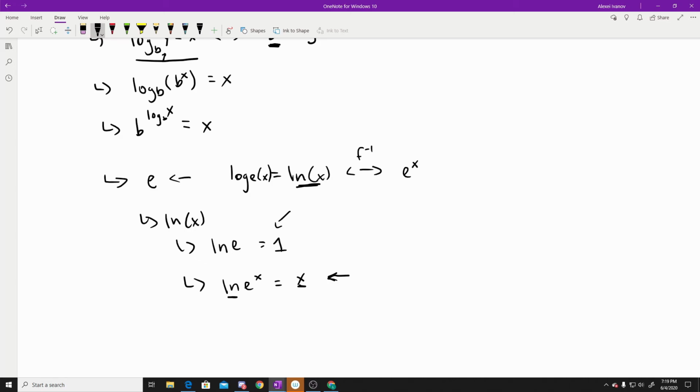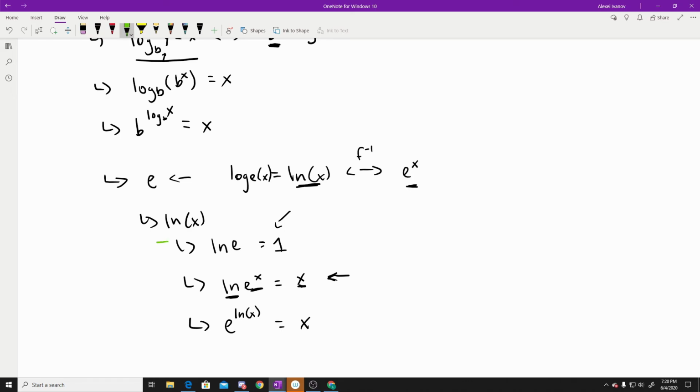It's because we have this original function of ln base e, and then we have its inverse being plugged into it, so it will get us back to x. And then we also have the opposite of it, which is we'll take the inverse function, e to the x, and we'll plug in the original function, and this will get us back to x.